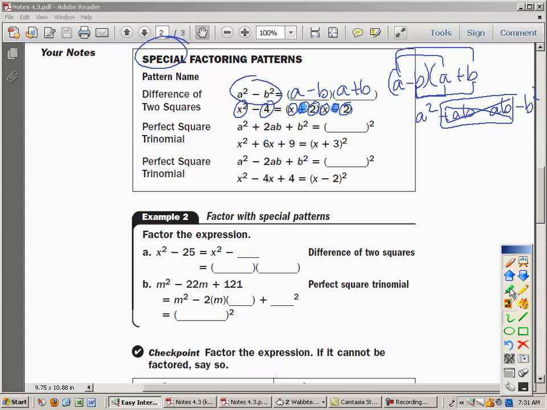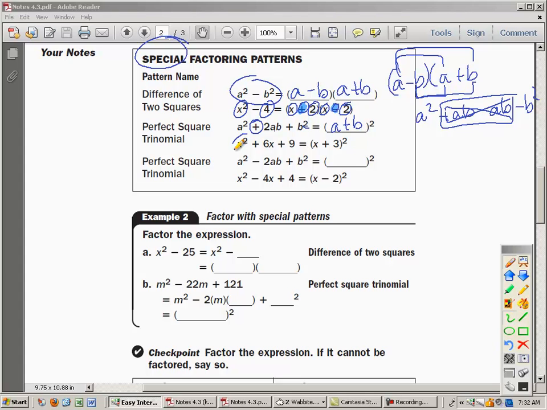A perfect square trinomial, there are two different cases. One of them is when you have a plus here. If it's a squared plus twice the product of a and b plus b squared, that's the same thing as a plus b quantity squared. All right, so an example of that would be x squared plus 6x plus 9.